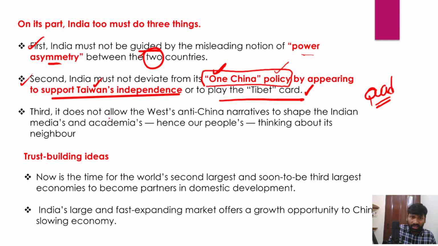Third, India does not allow the West's anti-China narratives to shape Indian media and academia. Right, so this is what the author has been suggesting: that, in his view, Indian media is highly critical of China, but Chinese media is not critical of India. So the Indian government and the ruling party must do something to stop Indian media from being highly critical of China. So this is what the author has been suggesting.